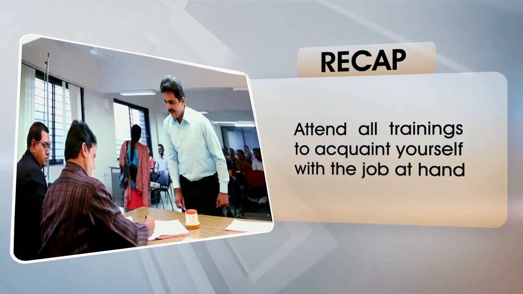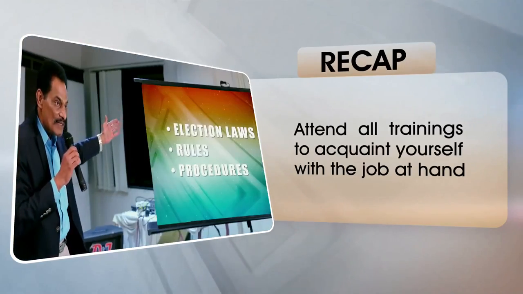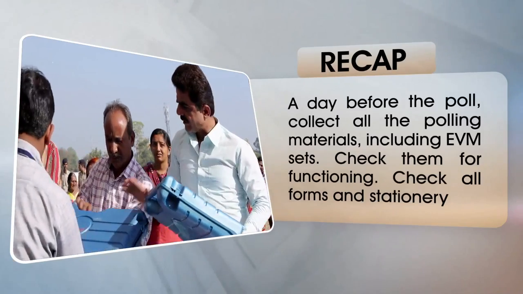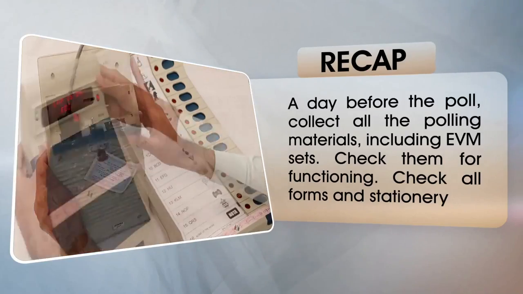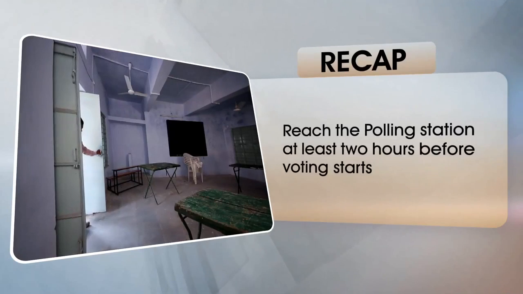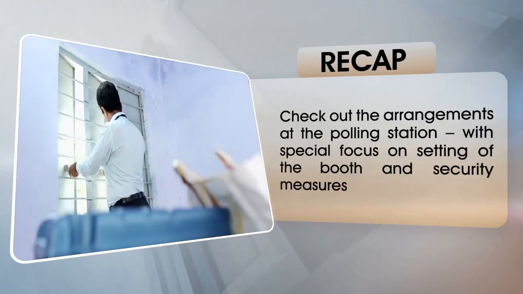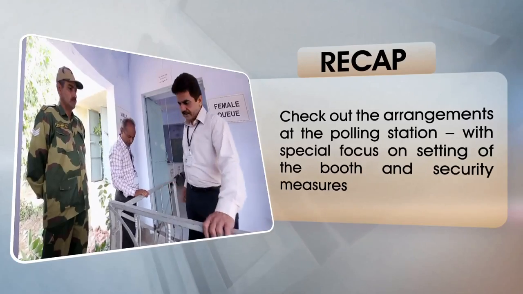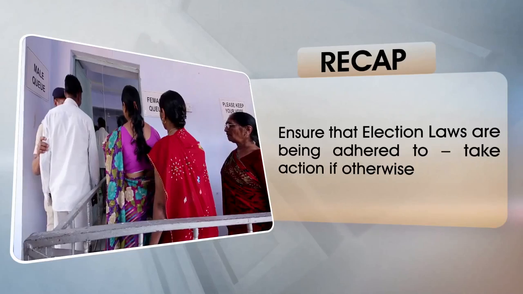His list gives us a good overview of the tasks assigned to the poll personnel. Attend all trainings to acquaint yourself with the job at hand. A day before the polls, collect all the polling materials, including EVM sets. Check them for functioning. Check all forms and stationery. Reach the polling station at least 2 hours before voting starts. Check out the arrangements at the polling station, with special focus on setting of the booth and security measures. Ensure that election laws are being adhered to.